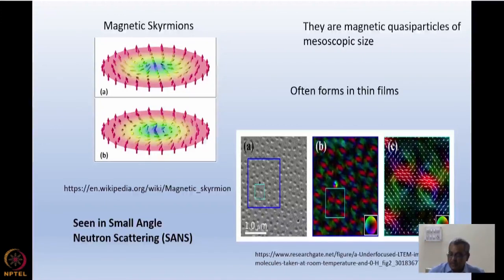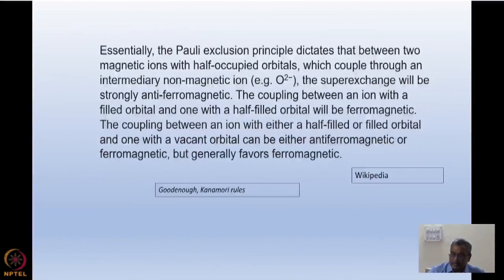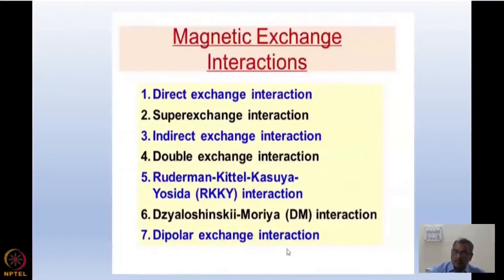So this completes my promise of introducing you to the major magnetic exchange interactions. I talked to you about direct exchange, superexchange through an intermediary, and double exchange, where you talk about two different valences of the same magnetic ion. I did not talk about indirect exchange interaction. Then the RKKY interaction, where the interaction between two magnetic atoms, possibly defects in a solid, is caused by polarization of conduction electrons.